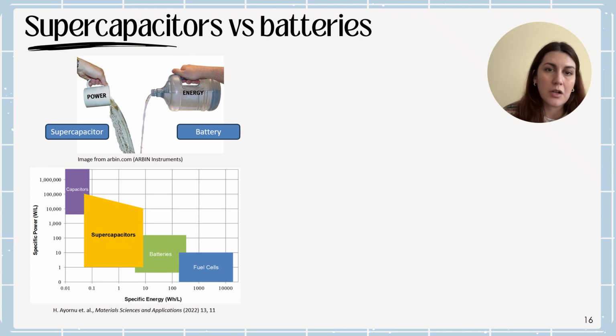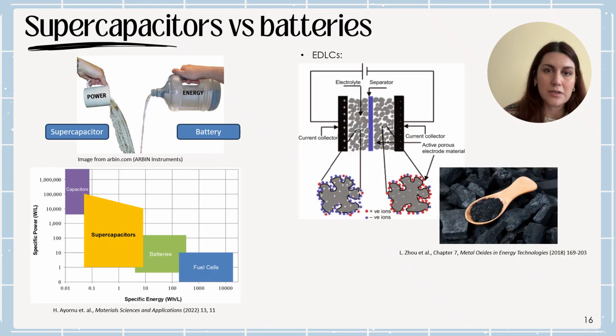Batteries are preferred when long-duration energy supply is needed, such as phones, laptops, or electric vehicles, and supercapacitors are preferred when rapid charge and discharge, high power delivery, and long cycle life are critical, for example, power buffering or backup power. A class of supercapacitors are electric double-layer capacitors, or EDLCs.